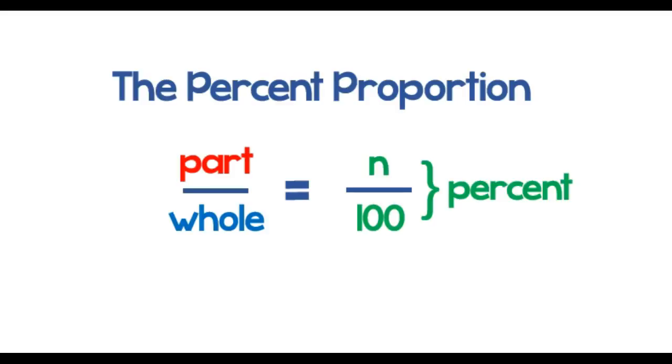You may also have heard part over whole as is over of. And the reason we also say that part over whole is over of is because when we talk, is often associated with the part and of is often associated with the whole. So you may say 2 pieces of pizza, which is the part, is 20% of the whole pizza.